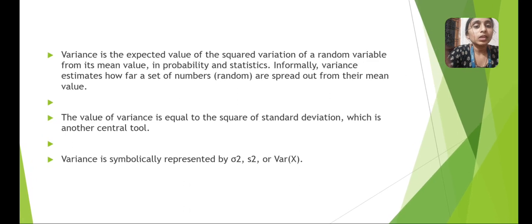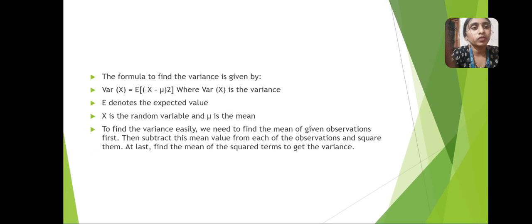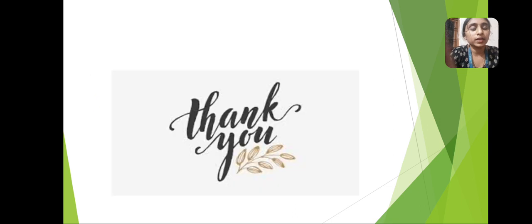Variance is the expected value of the squared deviation of a random variable from its mean value in probability and statistics. Informally, variance measures how far a set of numbers is spread out from their mean value. The value of the variance is equal to the square of the standard deviation, which is another central tool. Variance is symbolically represented as sigma square, s square, or Var of x.